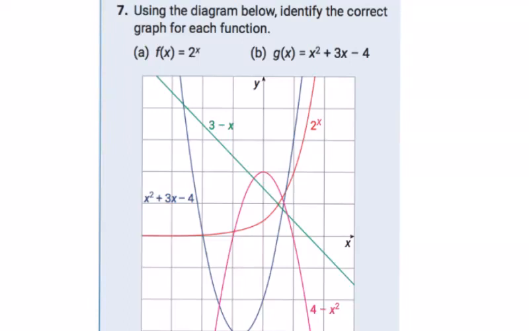Question 7, they've given us some graphs. They haven't clearly identified the x and y axis, so go over it here. X axis and the y axis might make things a little bit clearer. So there's two graphs given to us.